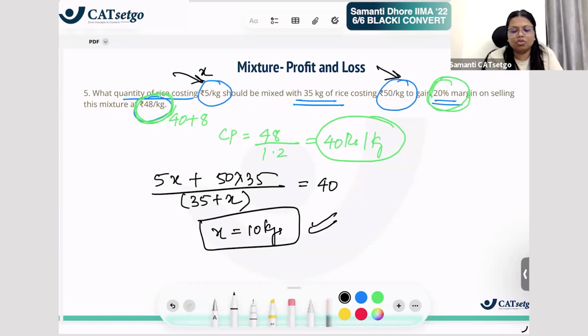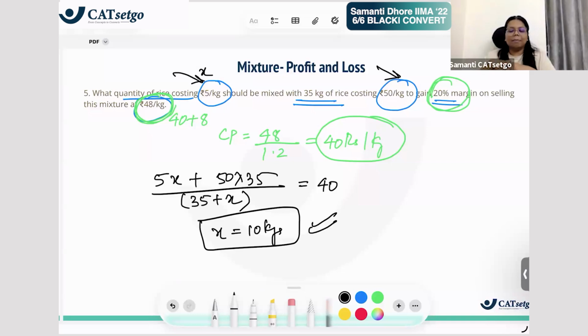So you got your answer. So x is 10 kg. So you should mix 10 kgs of rice costing this with 35 kgs of rice costing that in order to get your desired result. Yes. So do we understand this concept now? Do we understand how mixtures is mixed with profit and loss? To get the concept right? Right? Very good. It's really important to understand it here, because this is where we create the base of what we are actually going to learn.